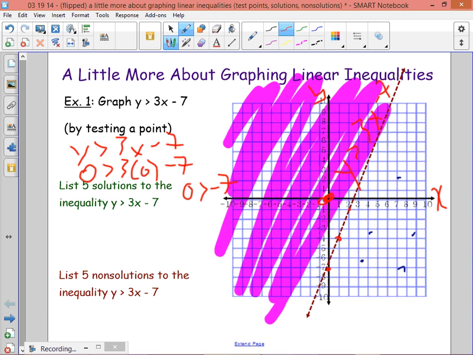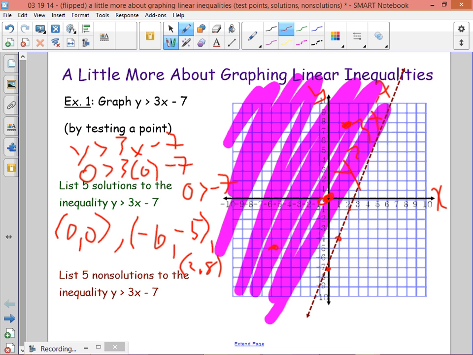I am not going to give you all 5. We'll do a couple together. 0, 0, like we already figured out, is a solution. How about -6, -5 right here? -6, -5. And how about this point right here, 2, 8? 2, 8. And you pick the last 2.